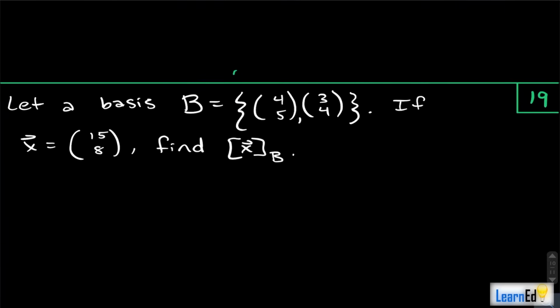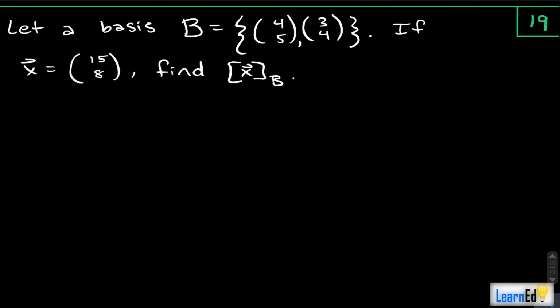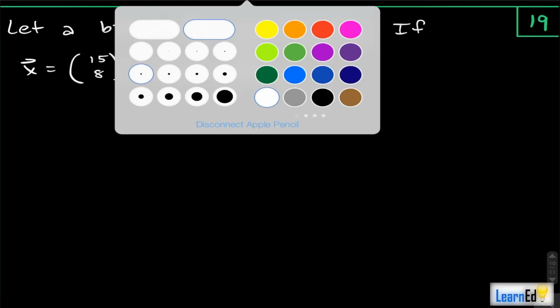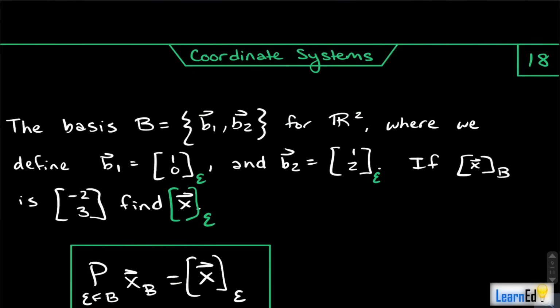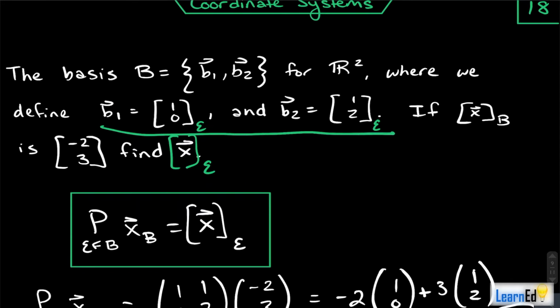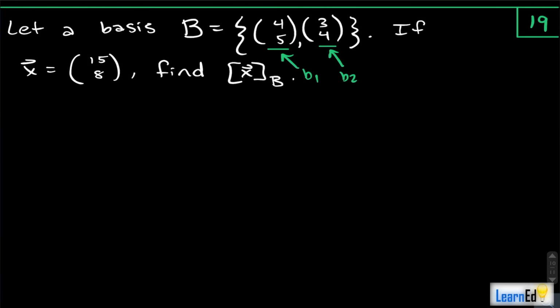Moving on to problem 19. This problem says let a basis B equal 4, 5, 3, 4. If x equals 15, 8, then we want to find the coordinate vector of x relative to B. This is actually the exact same problem as before, so let's start with the similarities. This is still B1, and this is B2. Both of these vectors are relative to the standard basis E again. You write the whole basis just as we did in the last problem.